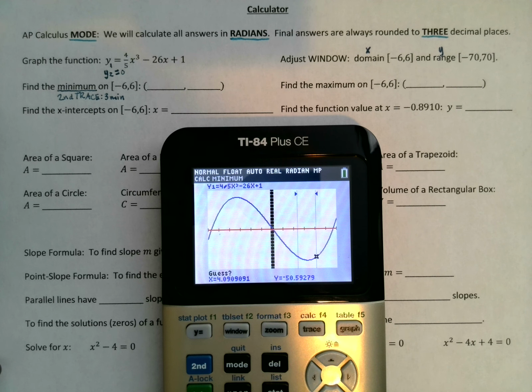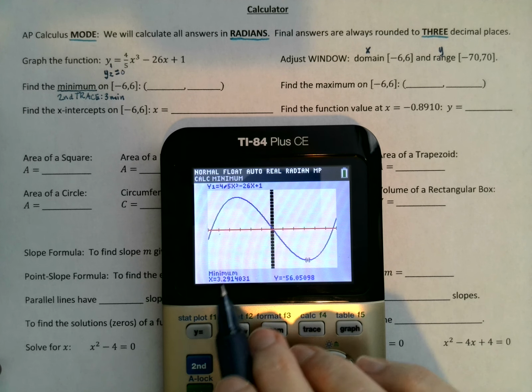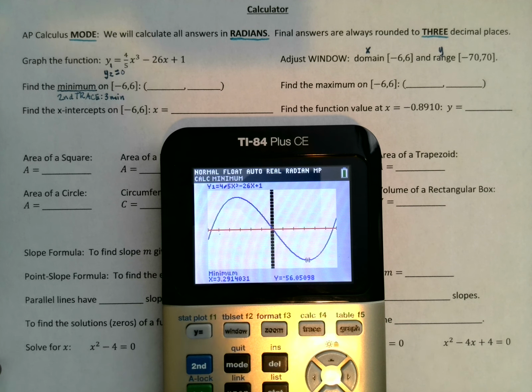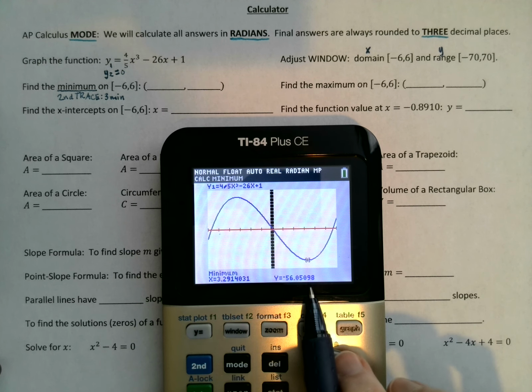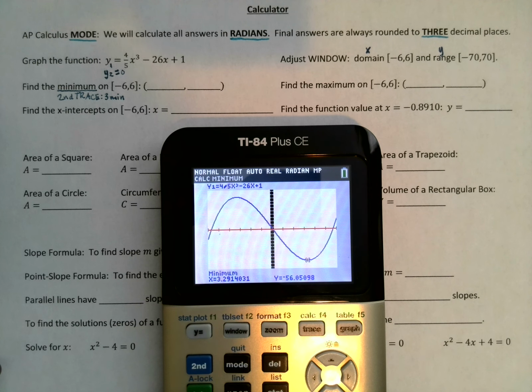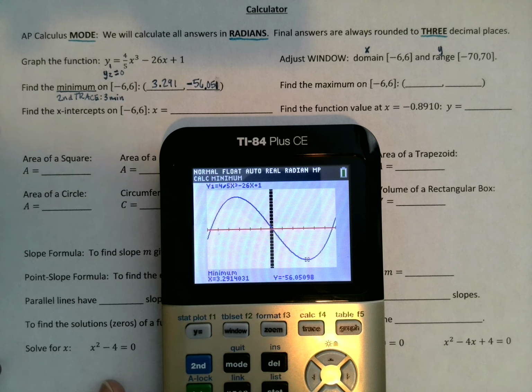And then it says, do you have a guess? No, I don't. That's why I'm asking you. So you hit enter one more time. And I know I have the final answer minimum when it says minimum. So if you don't see that yet, you're not done. So here is our result. I'm going to write down those values rounded to 3 decimal places. Okay, so our minimum is 3.291, comma, -56.051.